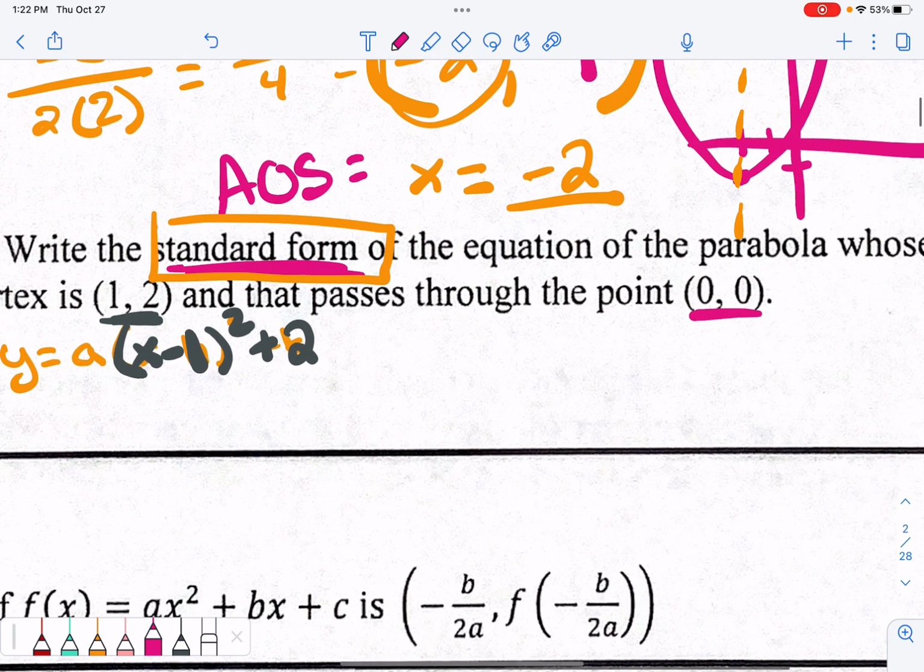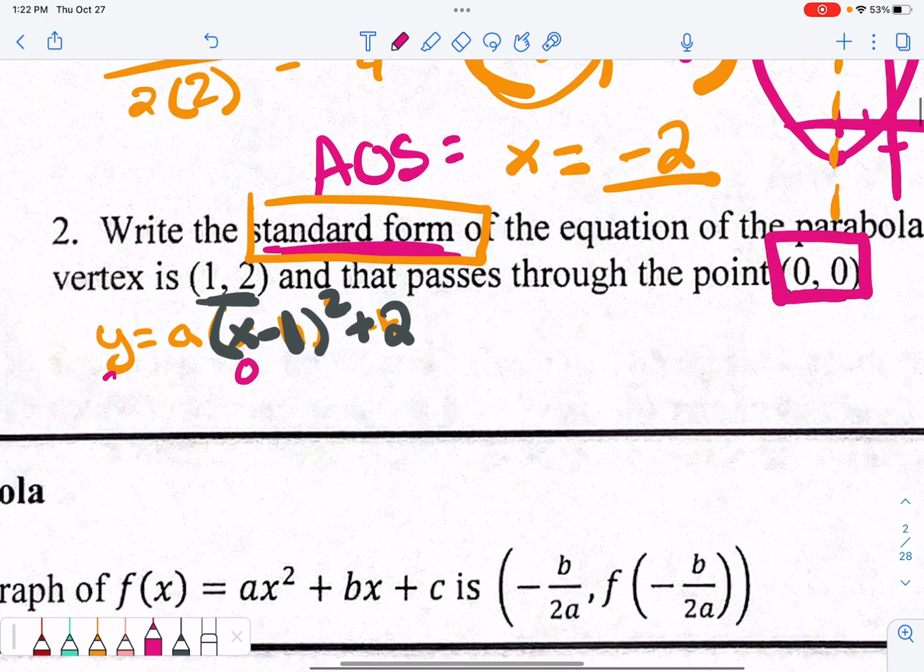So it's kind of like when you're doing a linear function and you're solving for b, right? You plug 0, 0 in for x and y. You plug that other point in because it says it goes through the point 0, 0. So whatever point it gives you, you plug that in for x and y. You could also use 1, 2, but you don't want to use that again because we've already used it as the vertex. So we want to put 0 in.